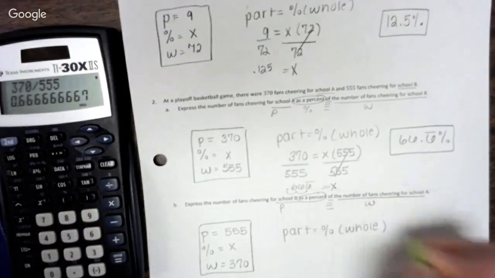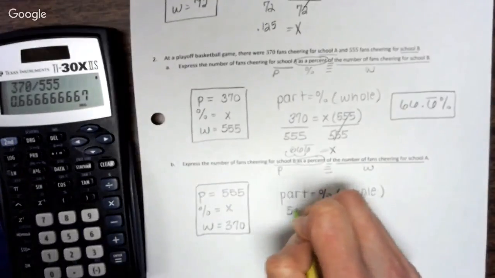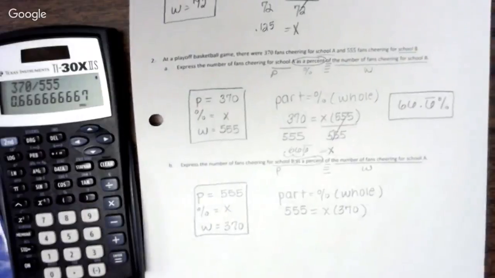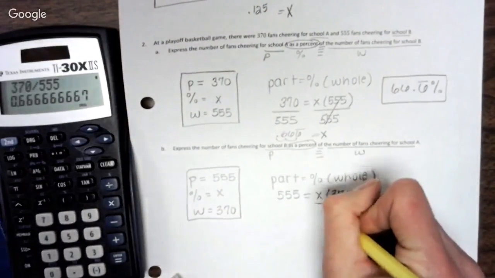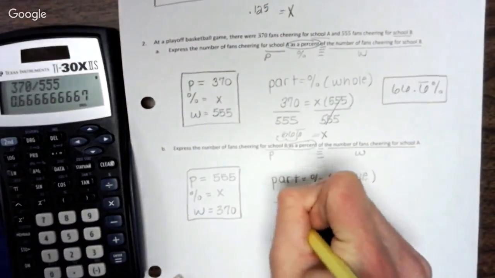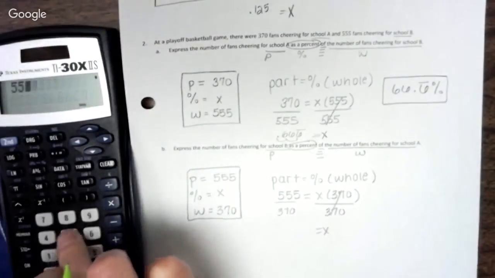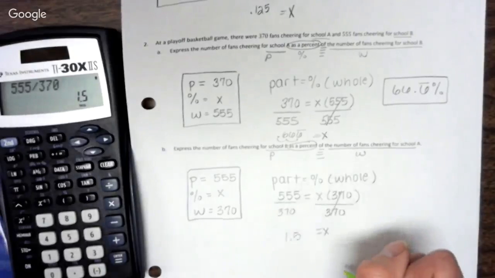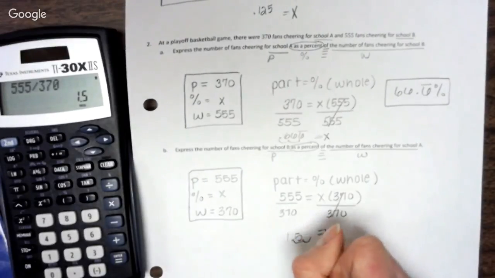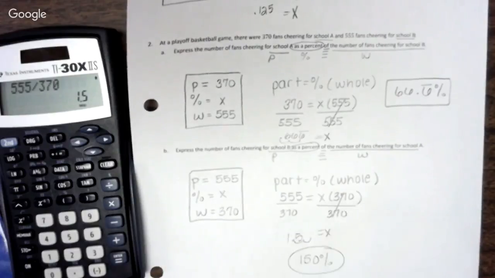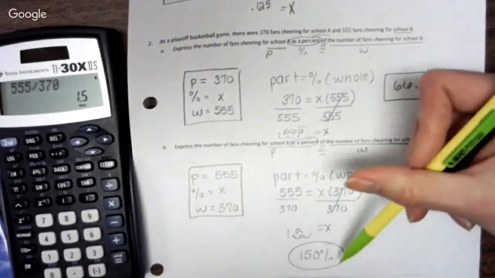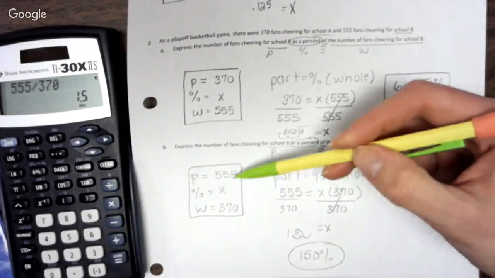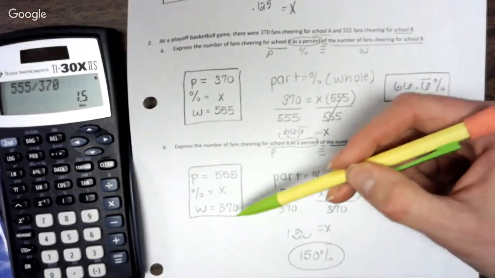Part equals percent times whole. Your part this time is 550. Your whole is 370. To solve for X, we're going to divide both sides by 370. So 550 divided by 370 gives you about 1.5, but that's not your answer because you have to move it over twice. So about 150%. Now, does that make sense, that school B is larger than 100% of school A? That would make sense because school B is larger than school A.